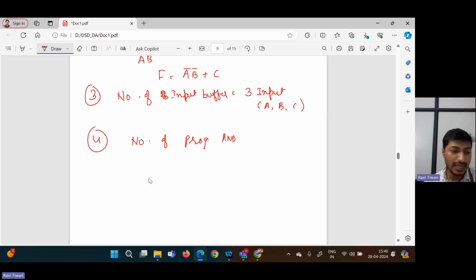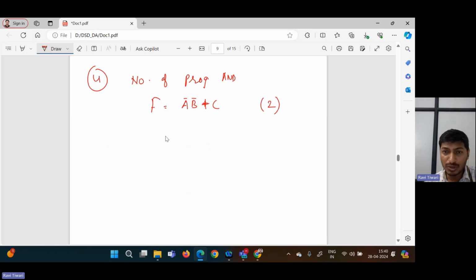Now in the fourth step, we have to find out the number of programmable AND gates. And here, if you see the expression of F, that is given by A bar B bar plus C. As here we have a single output and the number of minterms is 2, right? So, we have a single output, so it's 2 multiplied by 1. This is the maximum number of minterms multiplied by the number of outputs.